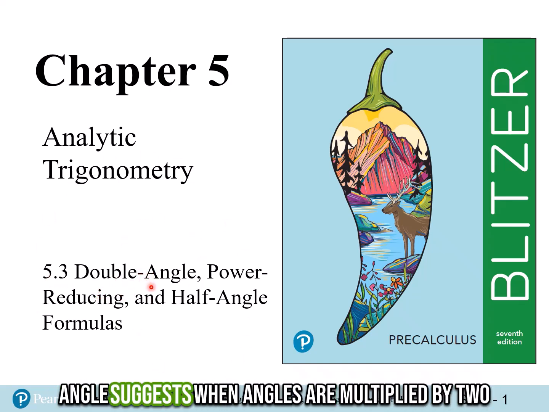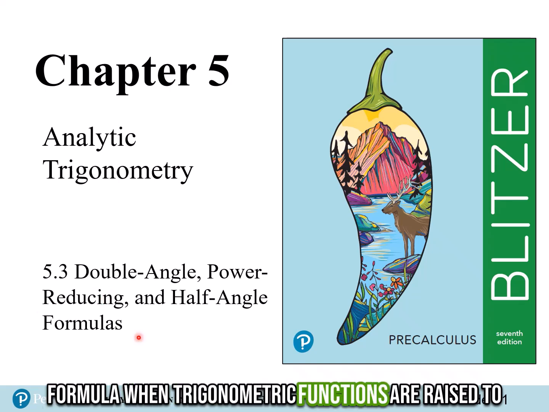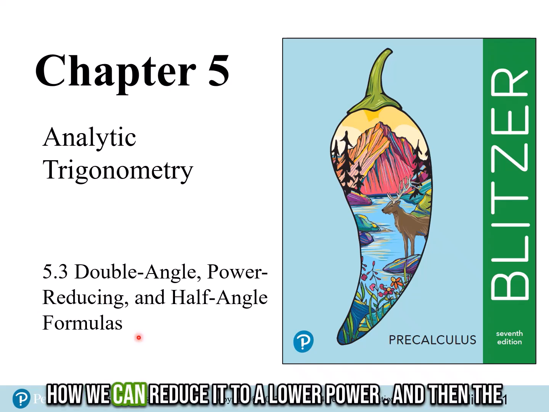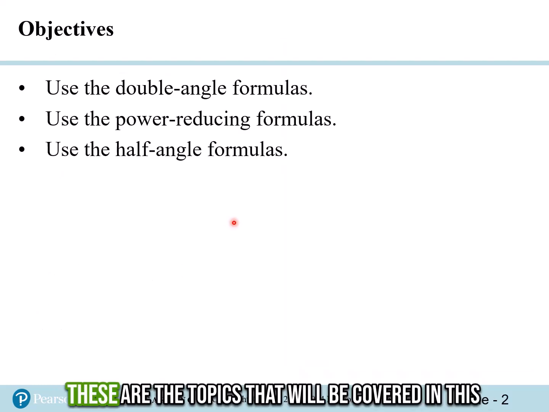Double angle suggests when angles are multiplied by two, that angles are doubled. The power reducing formula is for when trigonometric functions are raised to an exponent, how we can reduce it to a lower power. And then the half angle formulas is where angles are divided by 2. These are the topics that will be covered in this lecture.